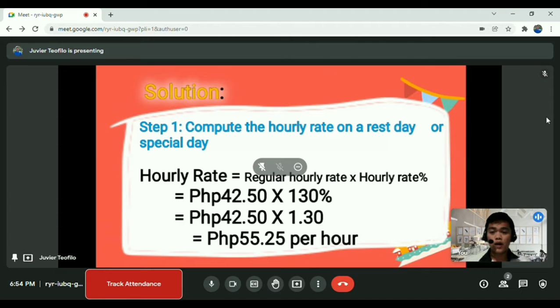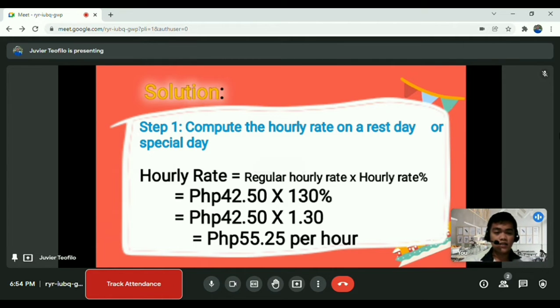Step number 1, compute the hourly rate on a rest day or special day. As you observe, we have 340 pesos, the daily rate, and the number of hours, which is 8 hours. So, sir, where did you find the 42.50? We just divide 340 by 8, and we have 42.50. Now, we are going to multiply it by 130%. Okay, sir, where did you find that 130%?